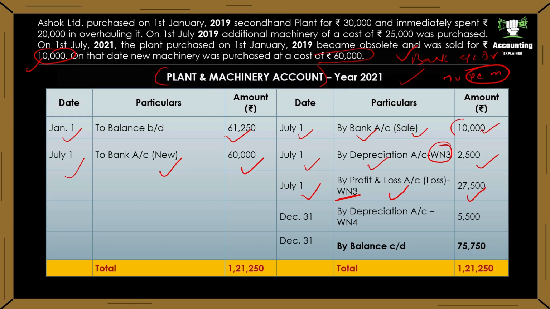Now on December 31, depreciation for the existing machinery, that is for M2 and M3, is 5,500, that we are taking from working note 4. This is for M2 and M3, and all these other things are M1. Now when you see the total of the debit side is more, so you take that total, 1,21,250, to the credit side also. When you deduct all the credit amounts from 1,21,250, you get 75,750 as balance carried down as on December 31, 2021.